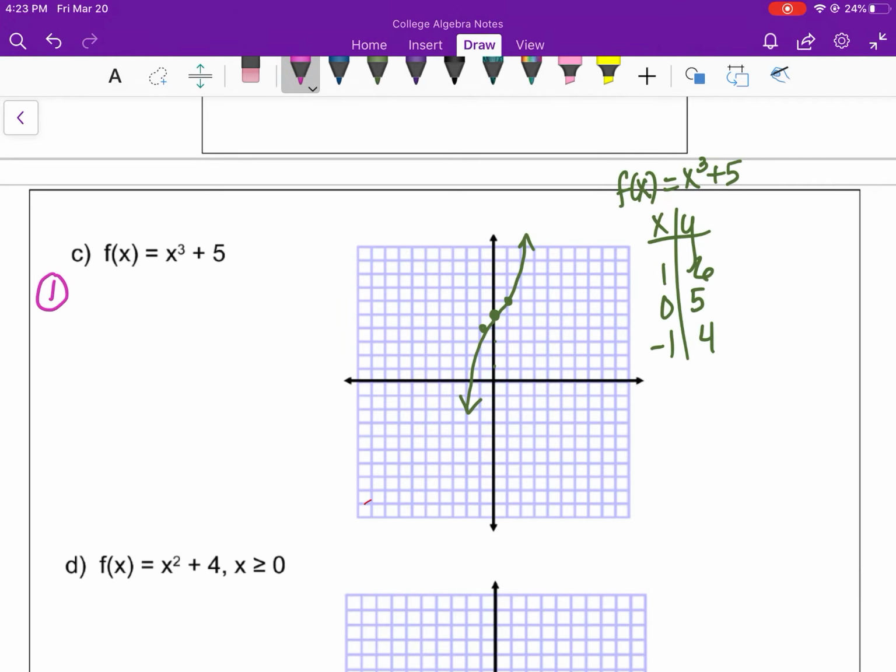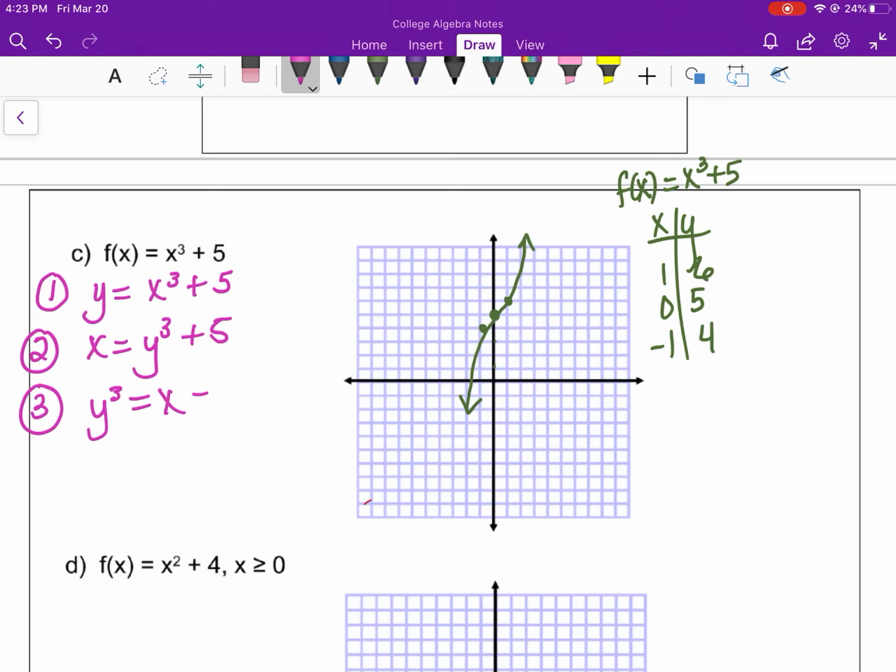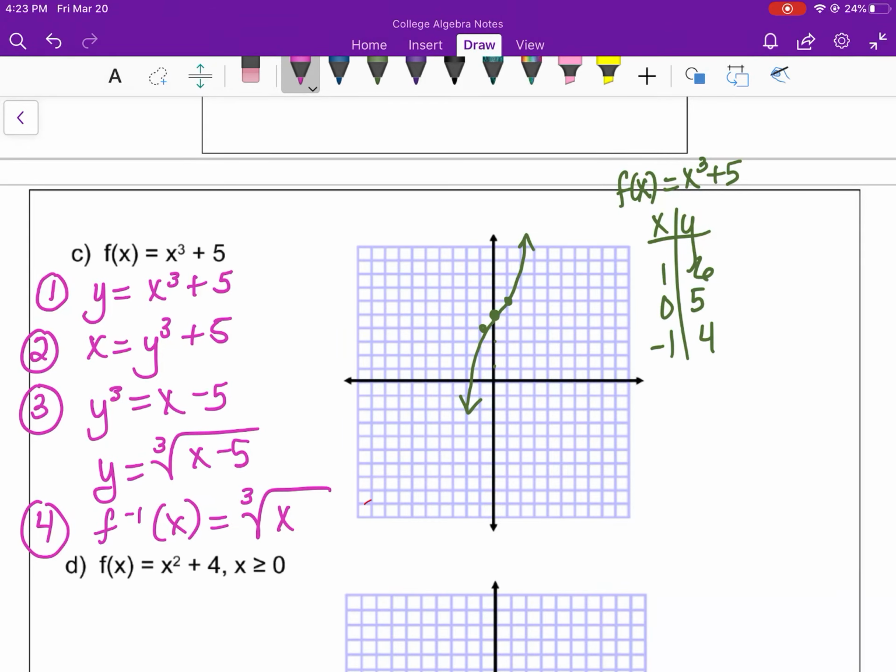So step 1, set it equal to y. Step 2, swap x and y. Step 3, solve for y. Let's see here, that'd be x minus 5. And that's the cube root then of x minus 5. And step 4, f inverse of x is the cube root of x minus 5.